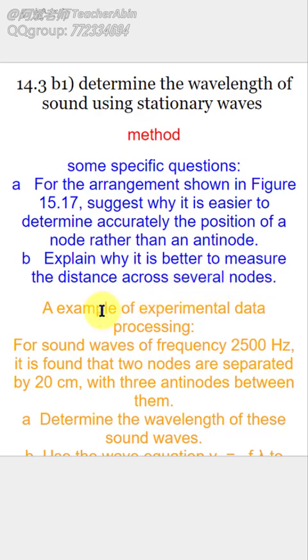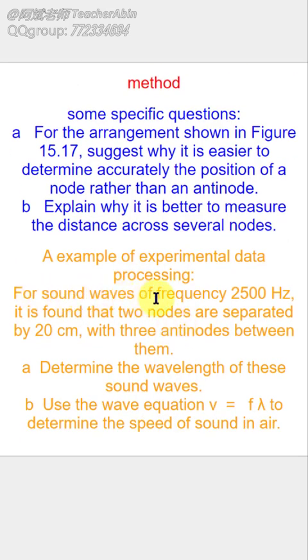Question 3. To work out an example of experimental data processing. For sound waves of frequency 25,000 Hz, it is found that two nodes are separated by 20 centimeters, with 3 antinodes between them. A. Determine the wavelength of these sound waves. B. Use the wave equation v = fλ to determine the speed of sound in air.